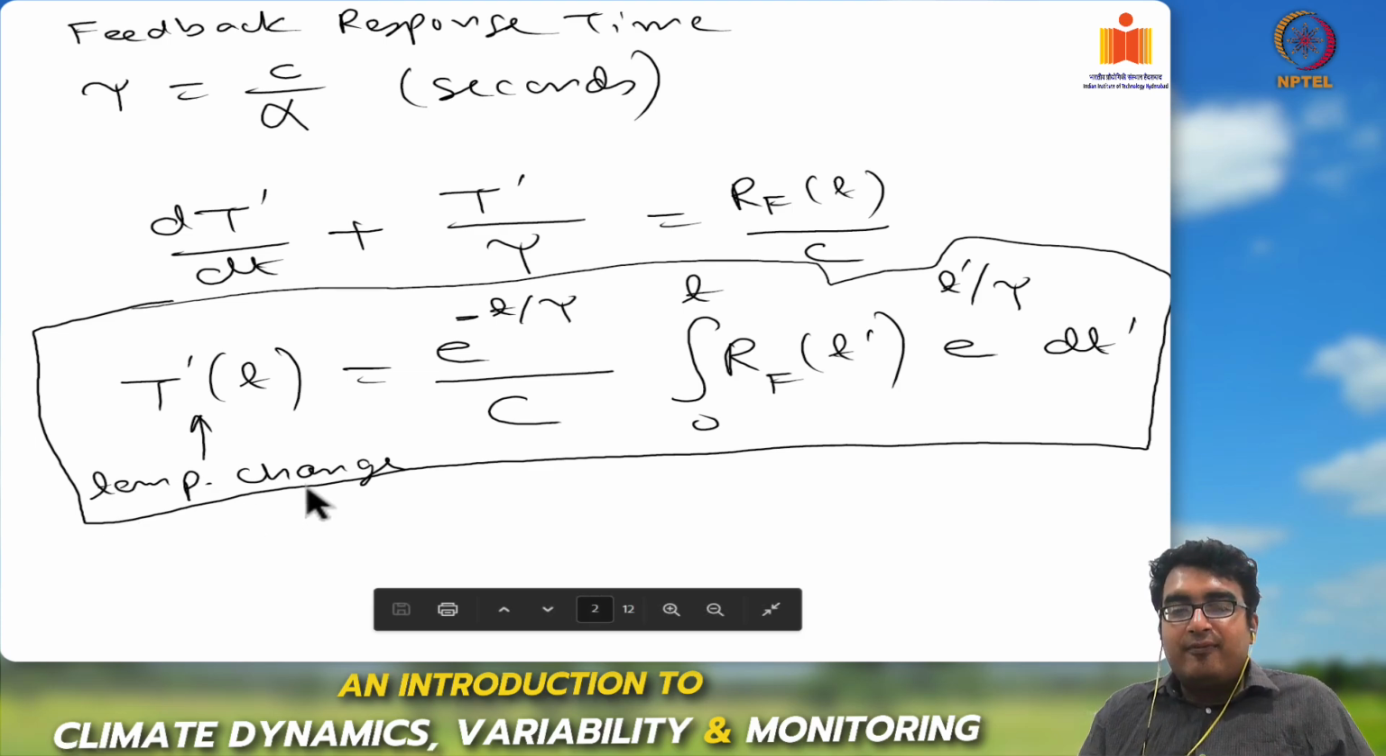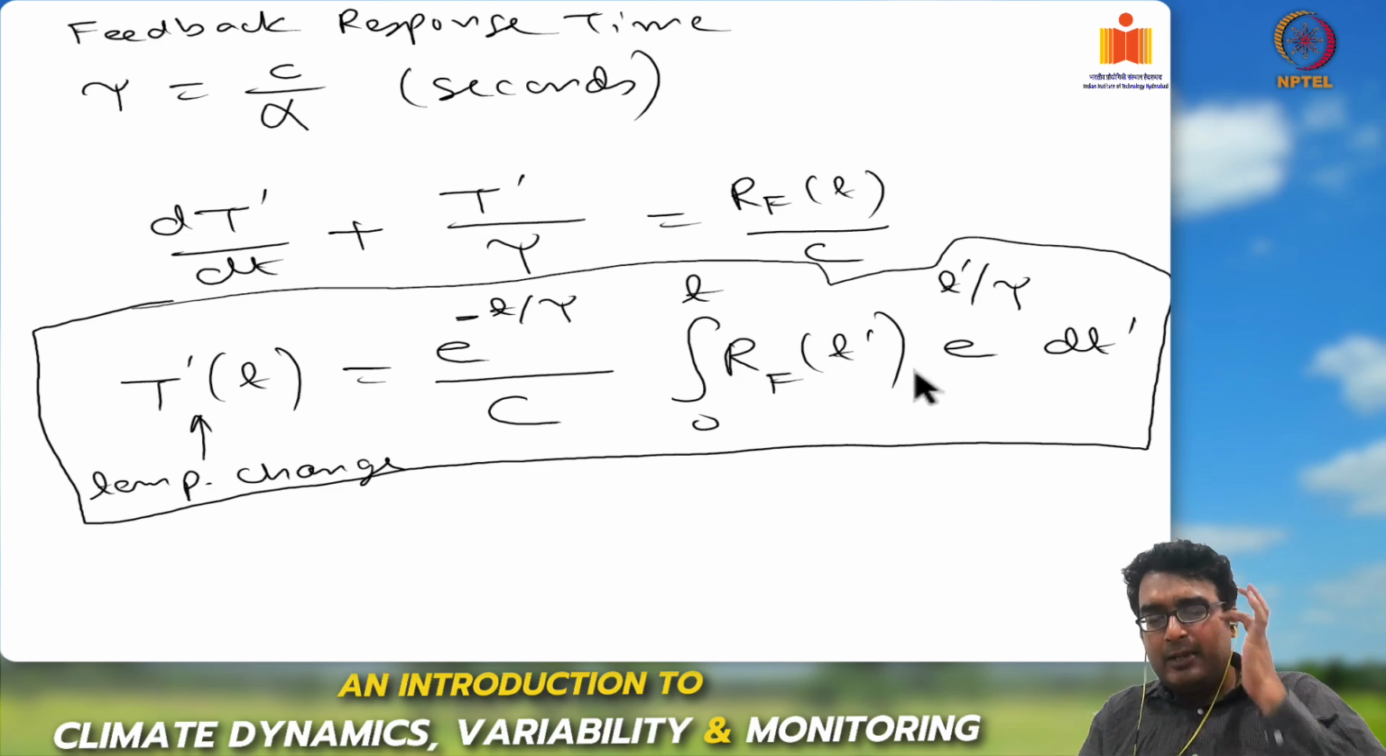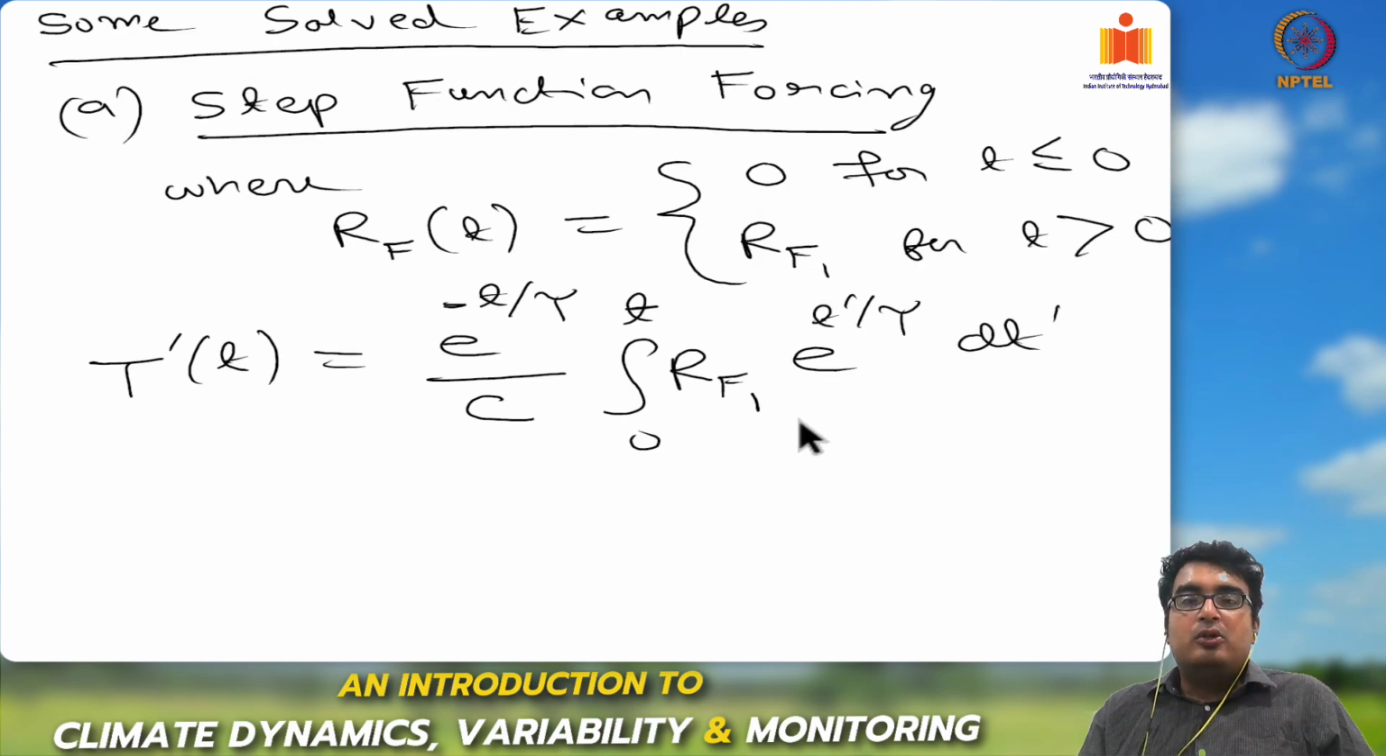So next we will look at a few simple models where different types of radiative forcing terms are assumed, and then we can plot the temperature perturbations. One of the simplest forms of radiative forcing is what is called step function forcing. So radiative forcing term is 0 for all t less than or equal to 0, as you would expect. Then it becomes a sudden constant value RF1 at all times t greater than 0. So radiative forcing is a constant and it is applied on the climate system at t greater than 0.